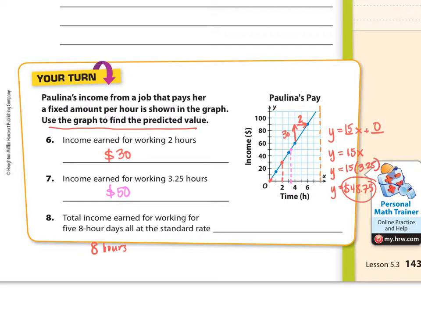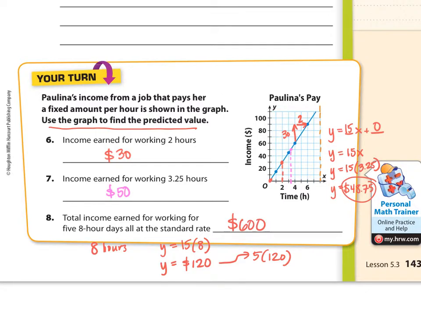I could do y equals 15 times 8. By the way, that 15 means $15 per hour, or $15 for every single hour. It goes up 15 bucks. So 15 times 8 gives me $120. And Paulina is going to work 5 of those days. So 5 times 120 is going to give us our answer, and that looks like 600.